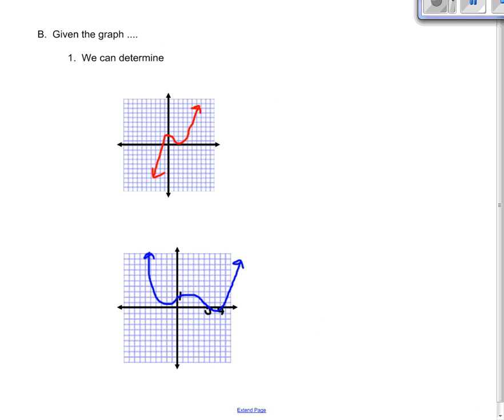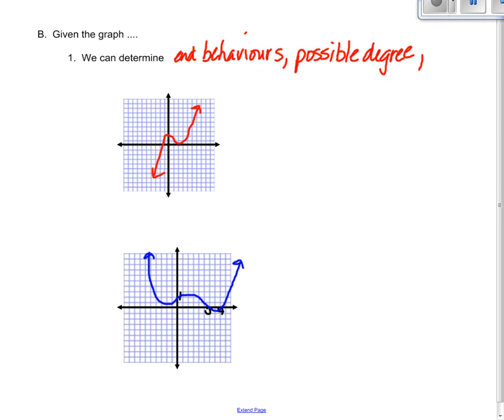If we are given a graph of a function, we can determine end behaviors, possible degree, the domain and range, and intercepts.